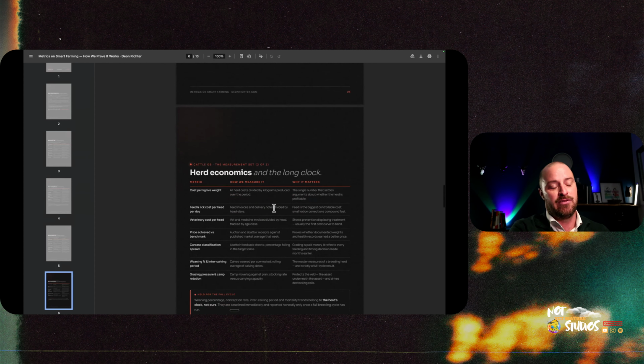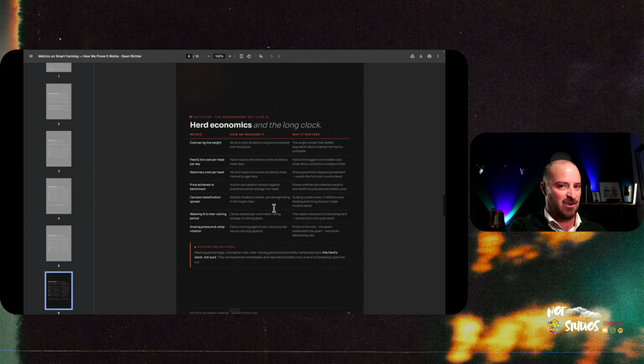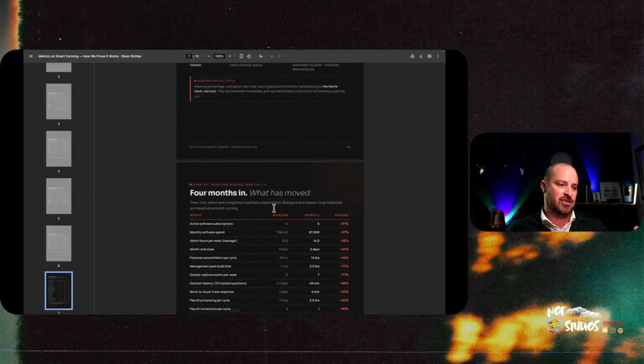Then we looked at the herd economics, which is your cost per kg on live weight, your feed and lick cost per head per day, your vet cost per head, your price achieved versus the benchmark, your carcass classification spread, weaning percentage, intercalving period, and your grazing pressure and camp rotation. Those are the things that are very important for us, to make sure that the system you build is actually speaking to it.